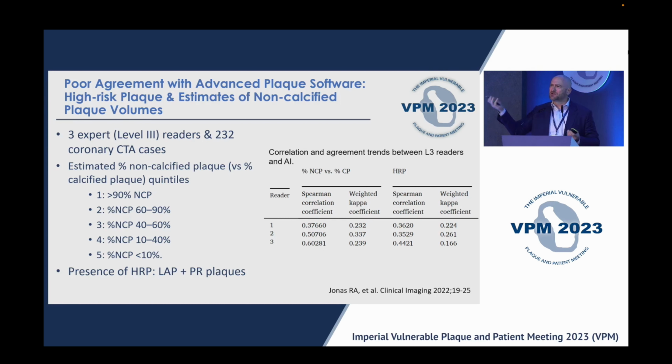I've heard a lot of people say, well, I can just look at this and say it's mostly non-calcified, therefore it's high risk. And this was a study that, in fact, asked that question. They took 3 level 3 readers. They looked at 233 coronary CTA cases with a variety of disease severity. And they said, well, why don't you estimate into these quintiles the proportion of non-calcified versus calcified plaque, as well as high-risk plaque, and they compared it to an advanced AI-enabled software. And what you can see is very poor agreement with the AI software for proportion of non-calcified plaque, and you can imagine that would even go lower for low attenuation plaque, as well as high-risk plaque features compared to software. Now, who's right? I don't know, but I think there are limitations in our current quantitative approach to interpreting CT.